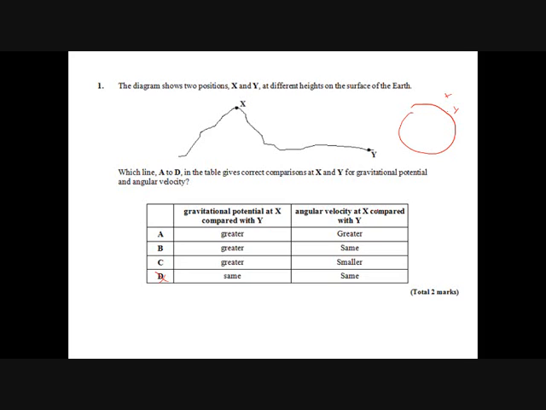The angular velocity at x compared with y, well, they're both going to go round in the same amount of time, so it doesn't matter if you're up the mountain or if you're right down here in the middle, you still take the same amount of time to get round, so the angular velocity is the same. Okay, so that gives us b.